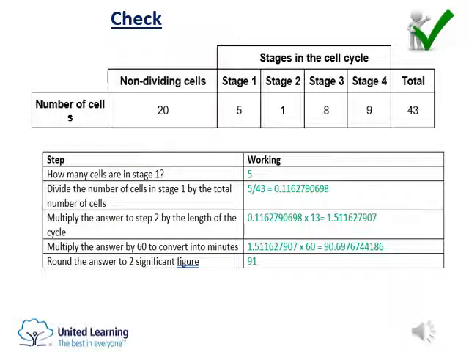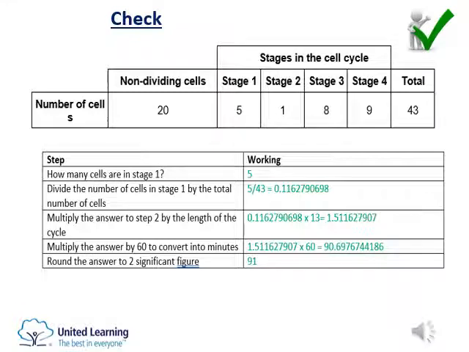Okay, so hopefully you found that question okay. The first step in the table was to tell me how many cells are in stage 1. So we can see there are 5 cells in stage 1 out of a total of 43. The next step was to divide the number of cells in stage 1 by the total number of cells. We can see at the end it tells us the total number of cells is 43. So what we had to do is do 5 divided by 43.